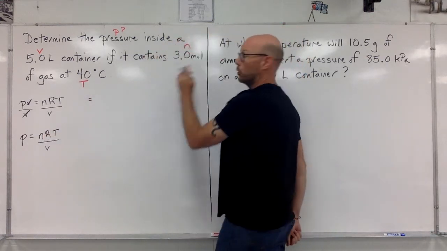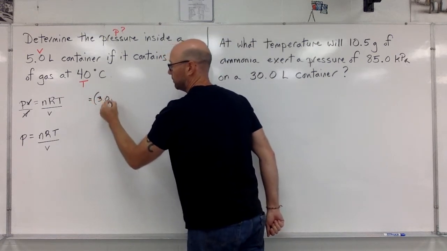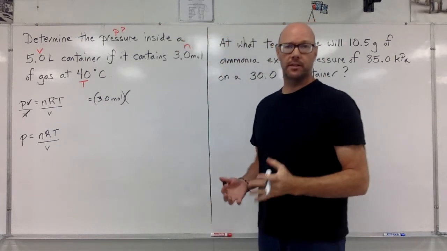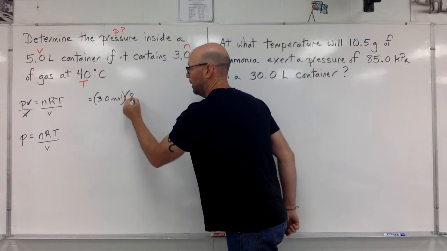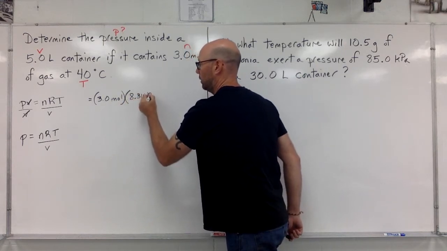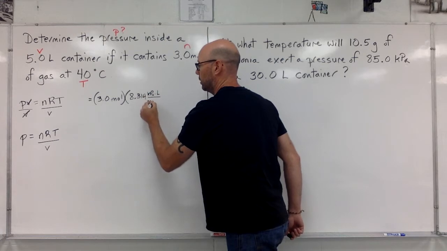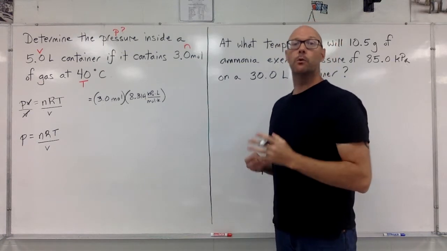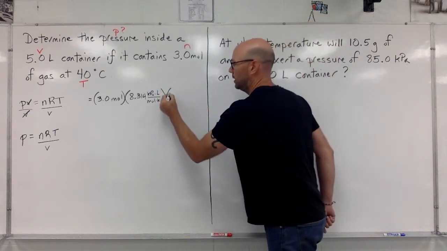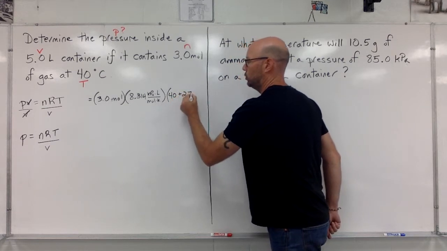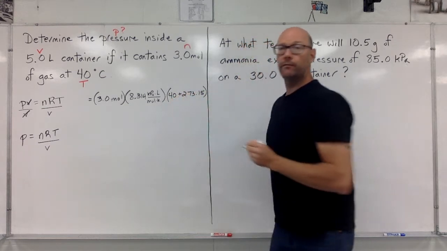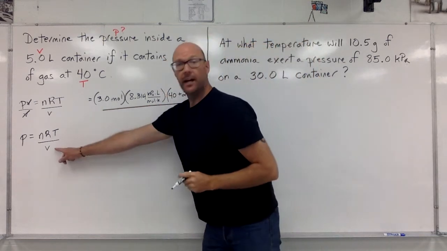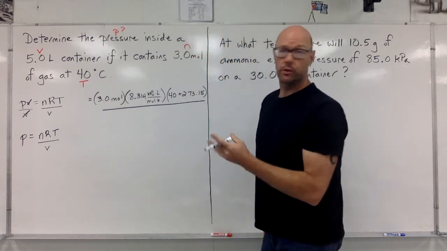n, 3.0 moles. R is the ideal gas constant. It has a discrete value, 8.314 kilopascal liters per mole Kelvin. Now we have our 40 degrees Celsius, which we must convert into Kelvin. That's 40 plus 273.15. And all of that is going to be divided by the volume, our 5.0 liters.